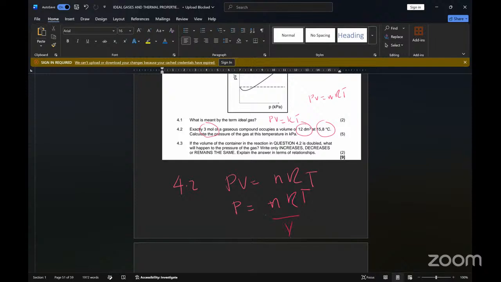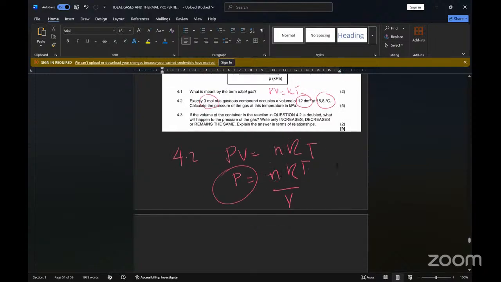over V. So your n is your 3 moles. Your R, you know it is 8.31. Your T is 15.8, you add 273 to it. Your volume is in 12 decimeter cube, so you divide 12 decimeter cube by 1,000. Then you substitute and you get your answer. I don't want us to waste our time on that calculation because we have done too much today.